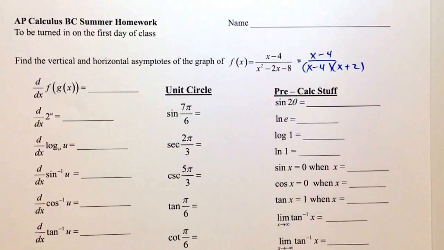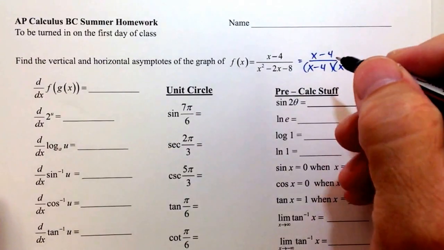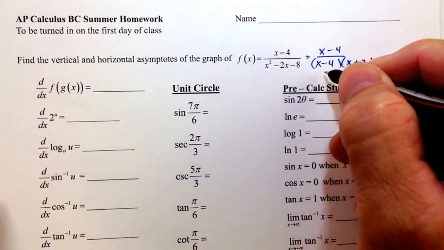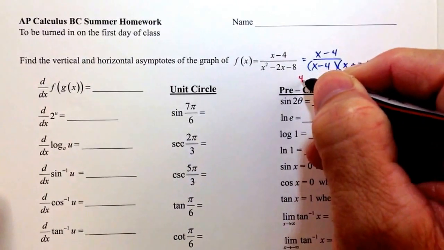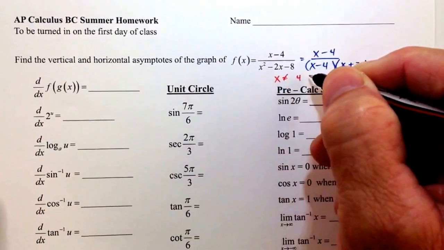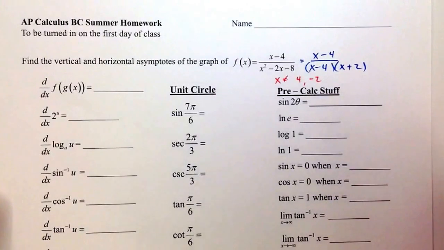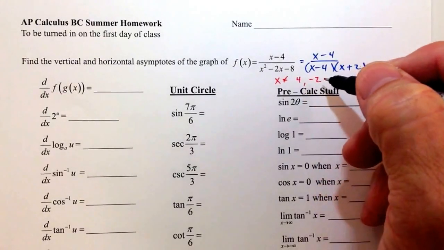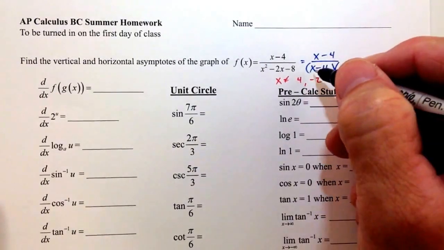I notice here that I've got a domain of all real numbers except for 4 and negative 2. So x cannot equal 4 and x cannot equal negative 2. Well, the choice here then is whether we have a vertical asymptote at 4 or negative 2, or whether we just have a hole in the graph.